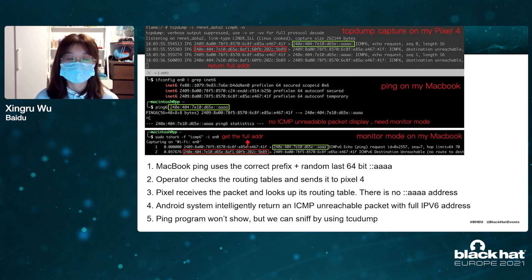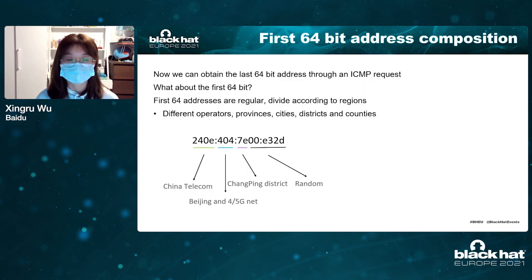the phone. Then the mobile phone receives the packet and looks at the routing table. There is no matching entry. Generally speaking, each operating system will not respond to this packet, but the Android system will intelligently return an ICMP unreachable. The destination address is the address the ping was sent to, and the source address is the IPv6 address of a point-to-point protocol interface. We now seem to have a way to obtain the last 64 bits of the address through an ICMP request.